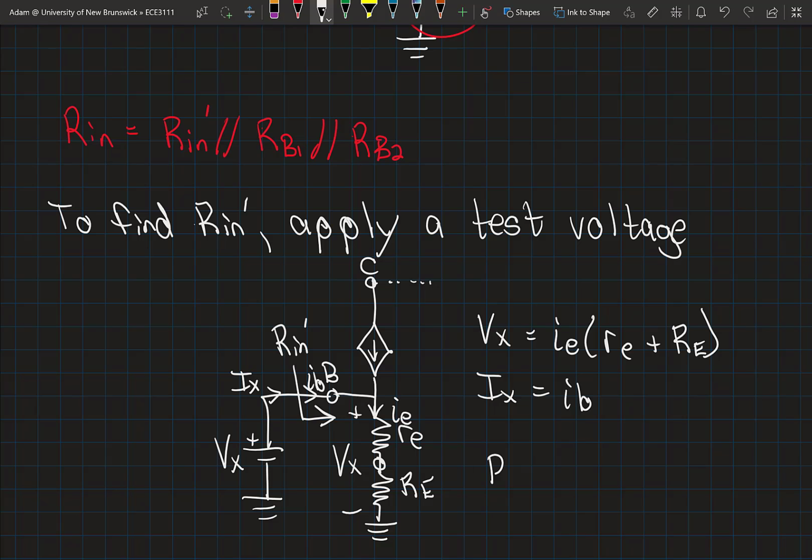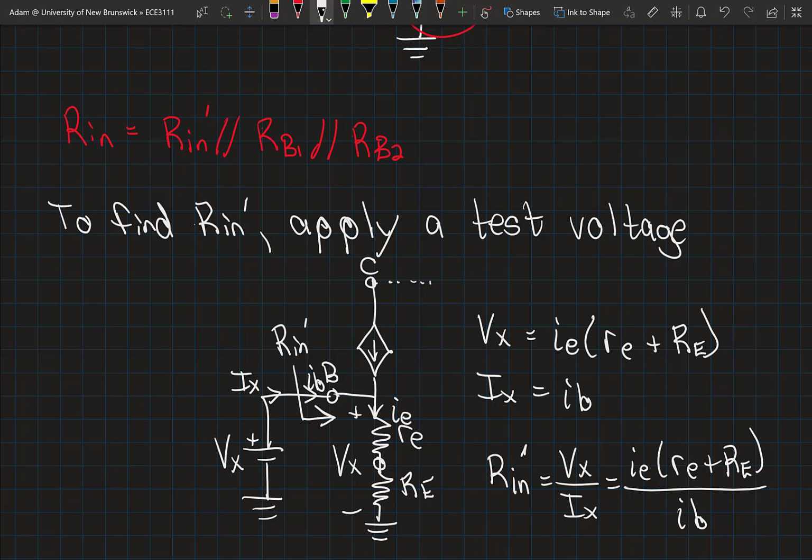So Rin prime, the resistance looking in from the point where that test voltage is applied, based on Ohm's law, is going to be equal to Vx divided by Ix. And I just said that Vx is equal to my emitter current times my intrinsic emitter resistance plus that external resistor.